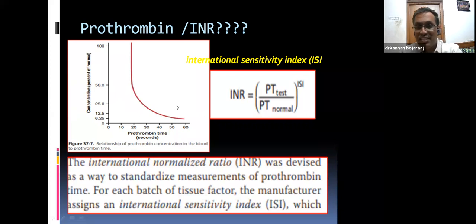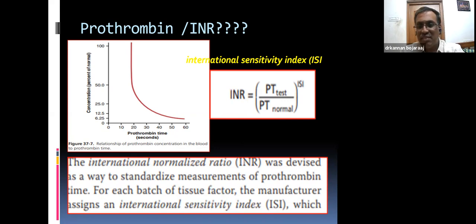So what we are doing is adding this tissue factor. It has a varying activity. We have to standardize it. That is why the results vary considerably, due to differences in the activity of the tissue factor, and different batches have different activity. So definitely standardization is needed. So manufacturers assign an ISI, International Sensitivity Index, for this tissue factor added for the prothrombin time, for converting it into this INR.